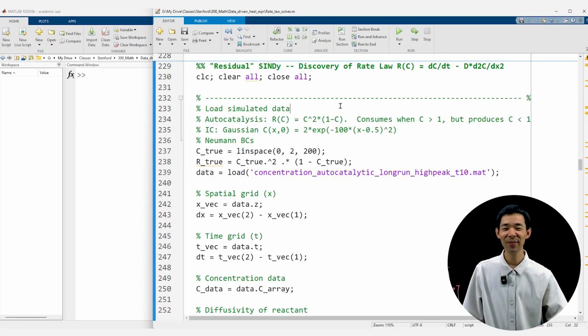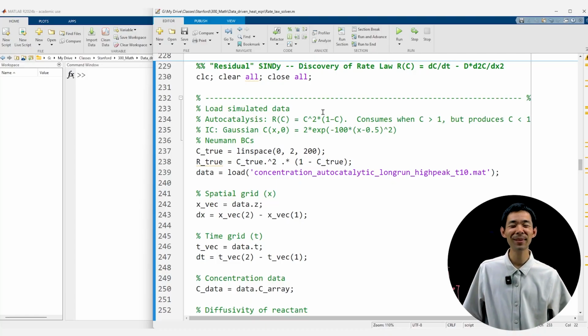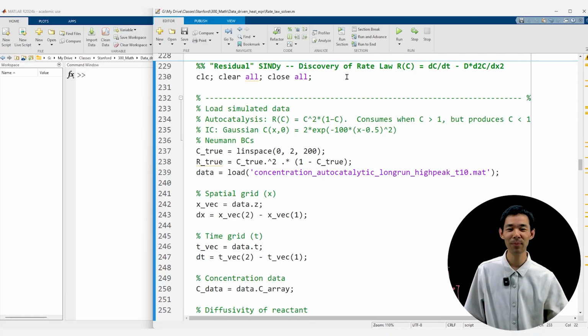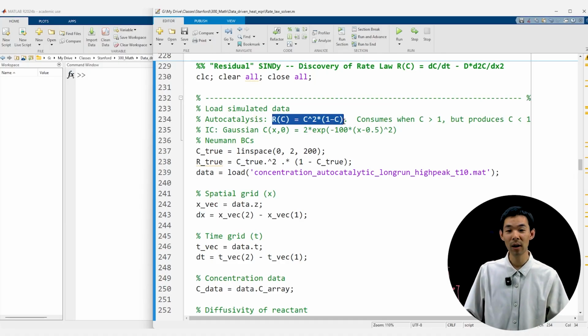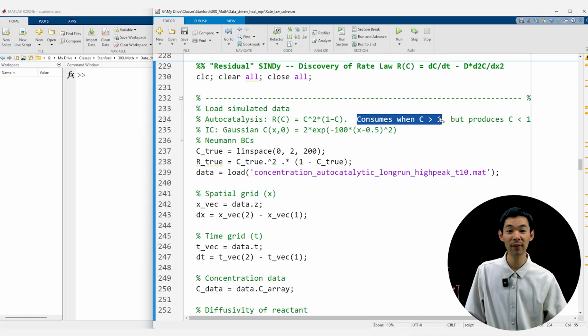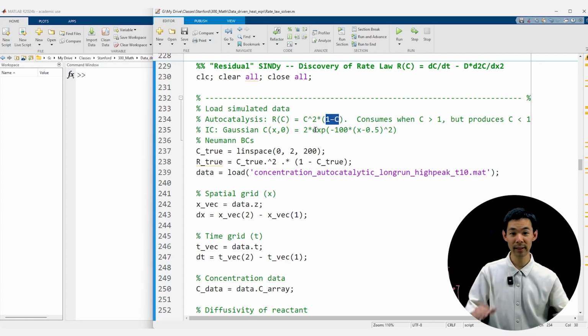All right, so what we have here is a simulated data set. I'm going to use the exact same simulated data set that I used from last time, which is the autocatalysis model, where we have the rate law that's equal to c squared times 1 minus c. Remember, this is a rate law that causes consumption of your chemical species when it's bigger than a value of 1, because when concentration is larger than 1, this turns into a negative, and therefore the rate of reaction becomes an overall negative, and so it'll consume your reactants.